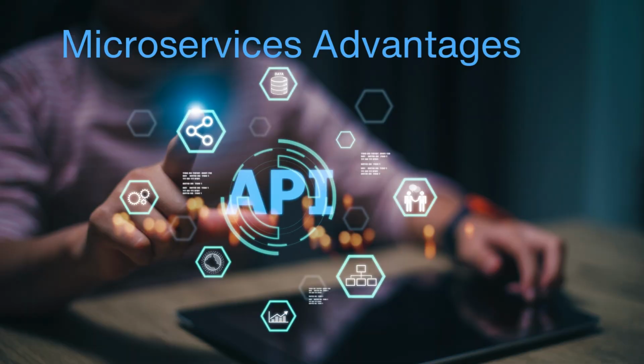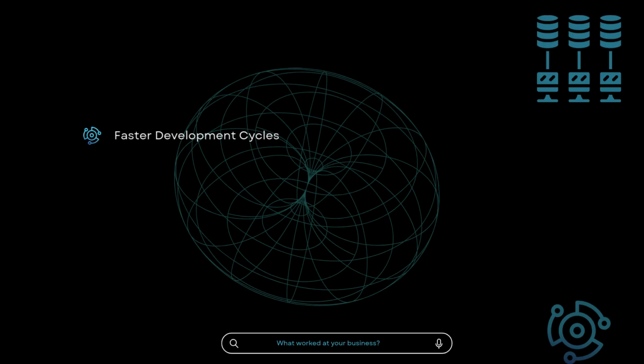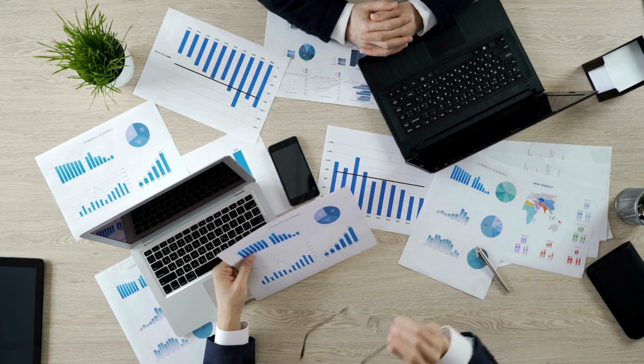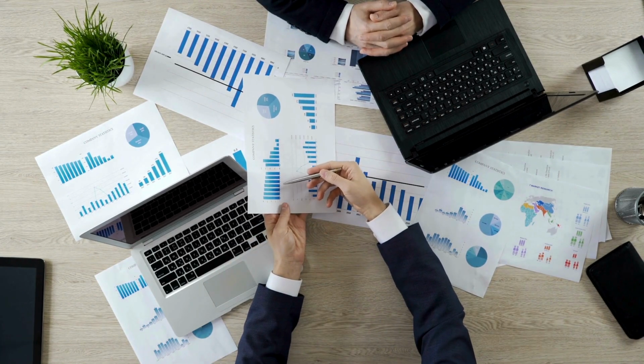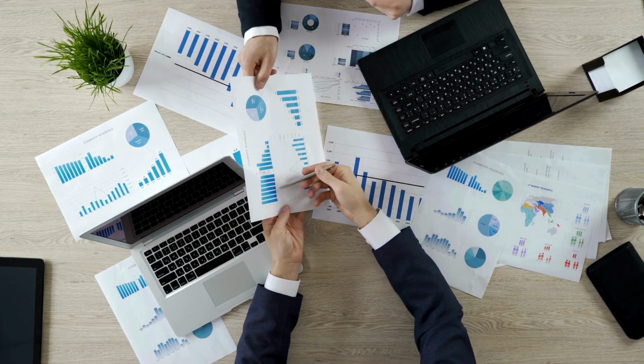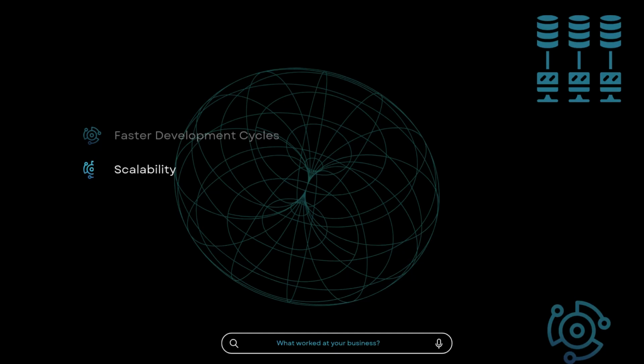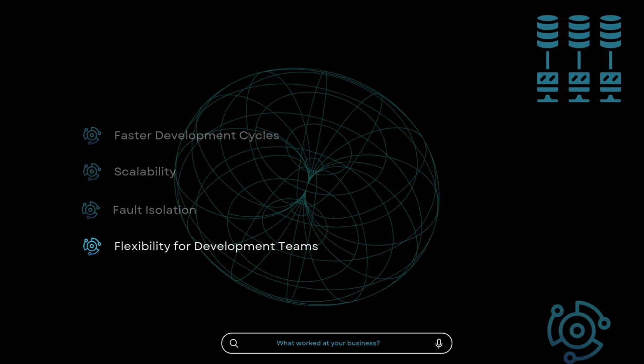Microservices come with many advantages. Faster deployment cycles, like Netflix, a pioneer in microservices, handles 2 billion API requests per day due to the efficiency microservices provide. Scalability: easily scale specific services based on user demand. It can go either up or down very flexibly. Fault isolation: if one service goes down, it doesn't bring down the whole system. Flexibility for development teams: teams can work independently on different services simultaneously.